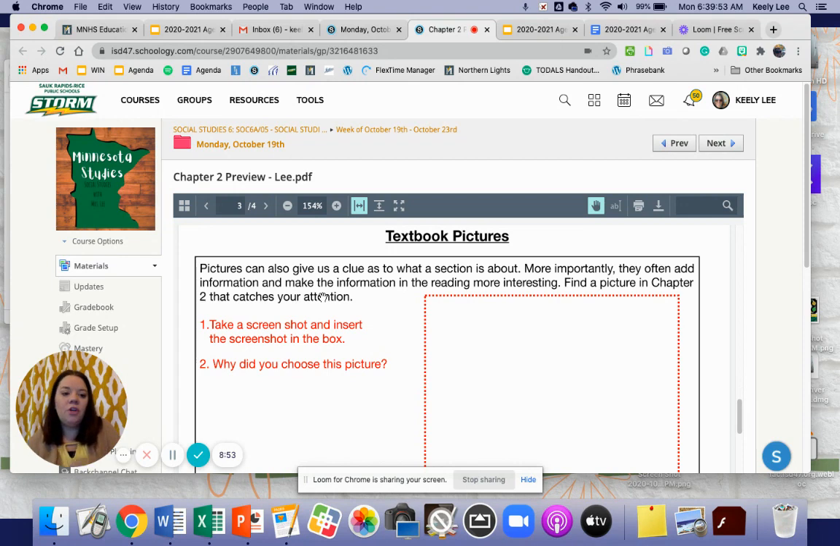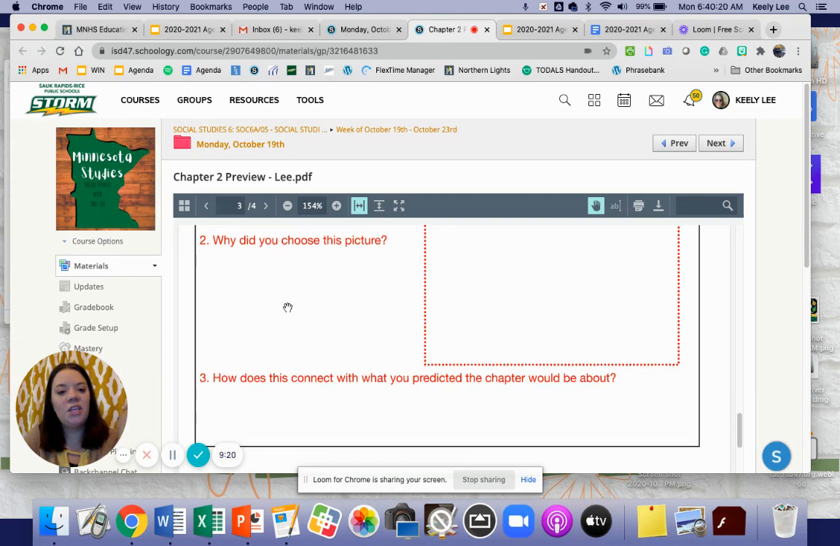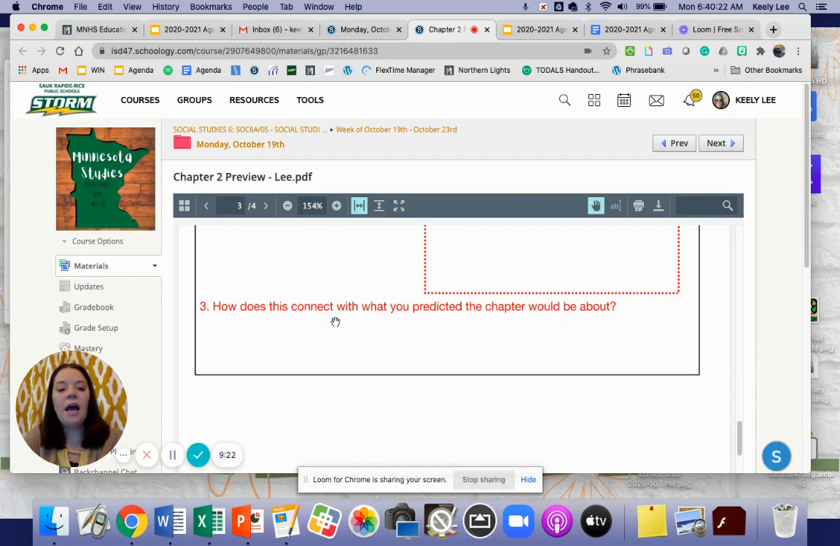feature of our textbook that we're going to look at in chapter 2 is pictures, okay? So as I was paging through, you might have noticed that there were a ton of different pictures. They can give us a clue about what the individual section is about, but more importantly, they often add information and make information in the reading more interesting. So you're supposed to find a picture in chapter 2 that catches your attention. You're going to screenshot it and insert it here into this box, and then tell us why you chose this picture and how does this connect with what you predicted the chapter would be about.